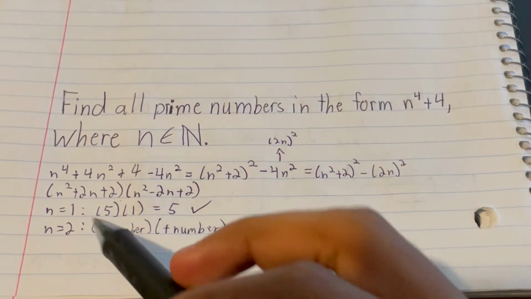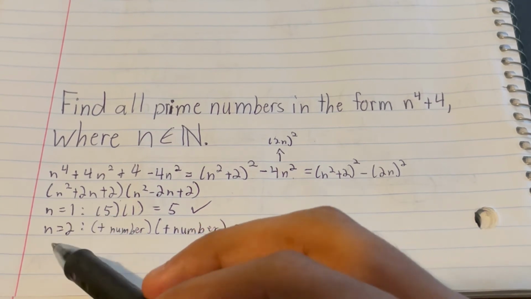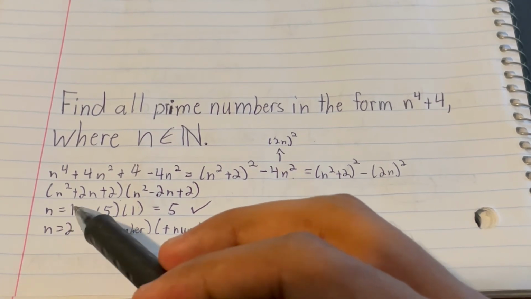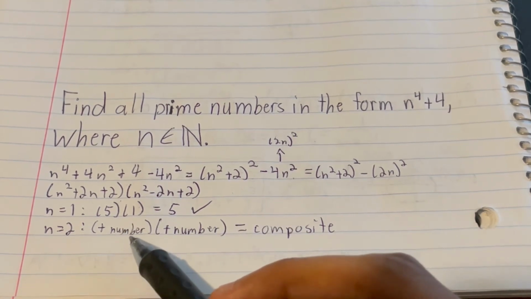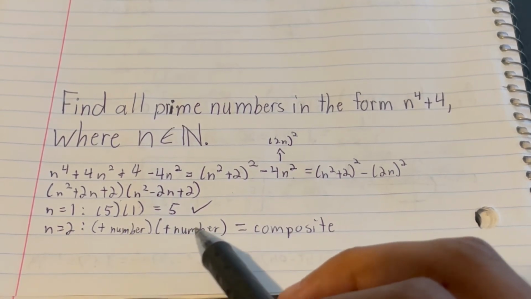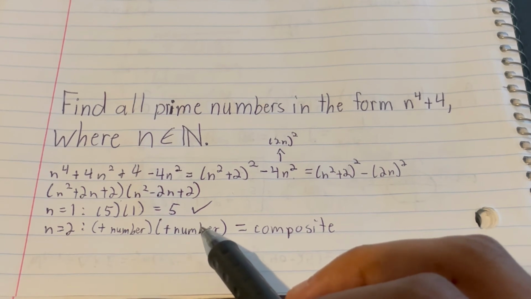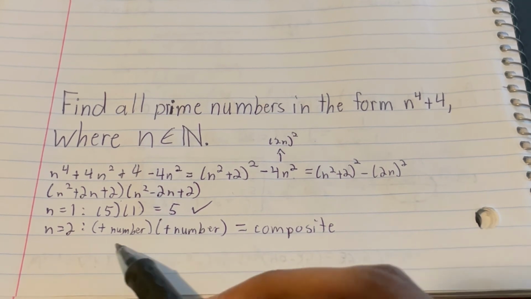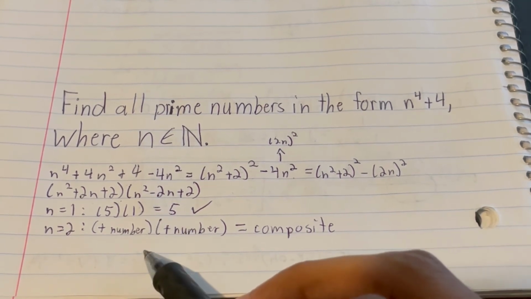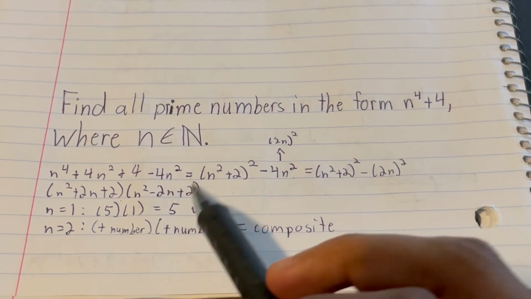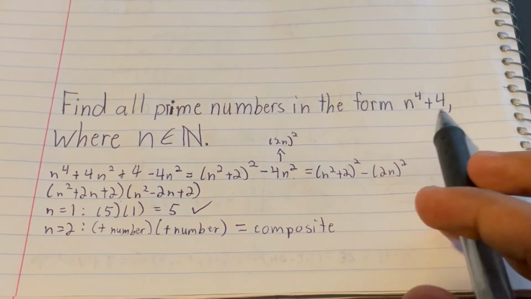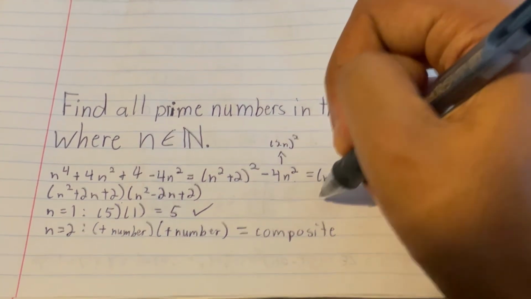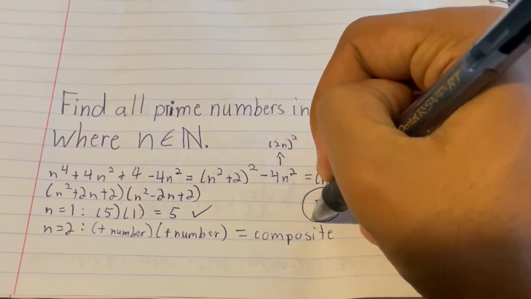Again, after you plug in n equals some natural number greater than 1, you're always going to get a composite number, because you're going to get some positive number greater than 1 here and some positive number greater than 1 here. And a prime number cannot be the product of two numbers greater than 1. Therefore, we can say that the only prime number in the form n to the fourth plus 4, where n is a natural number, is 5. And we are done.